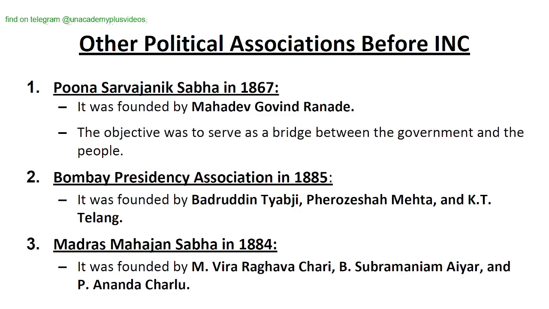Other political associations before INC. Pune Sarvajanik Sabha in 1867. It was founded by Mahadev Govind Ranade. The objective was to serve as a bridge between the government and the people. Bombay Presidency Association in 1885. It was founded by Badruddin Tyabji, Feroz Shah Mehta and K.T. Telang. Madras Mahajan Sabha in 1884. It was founded by M. Veera Raghavachari, V. Subramaniam Iyer and P. Ananda Charlu.